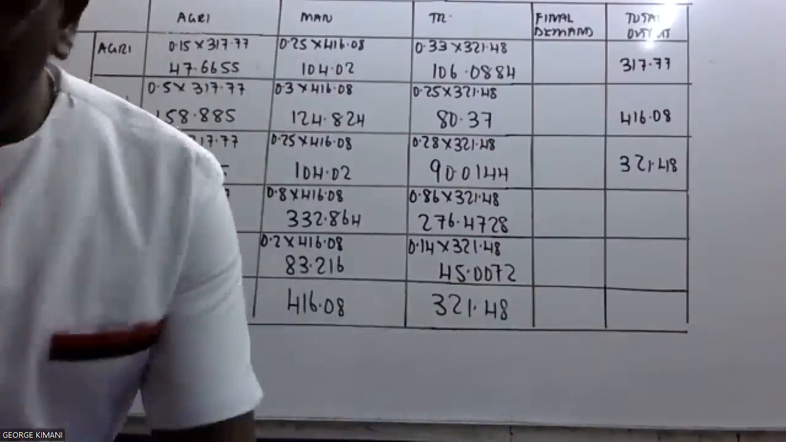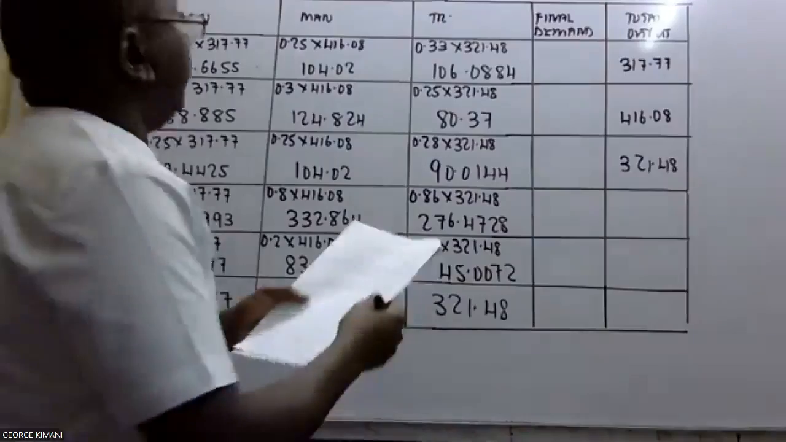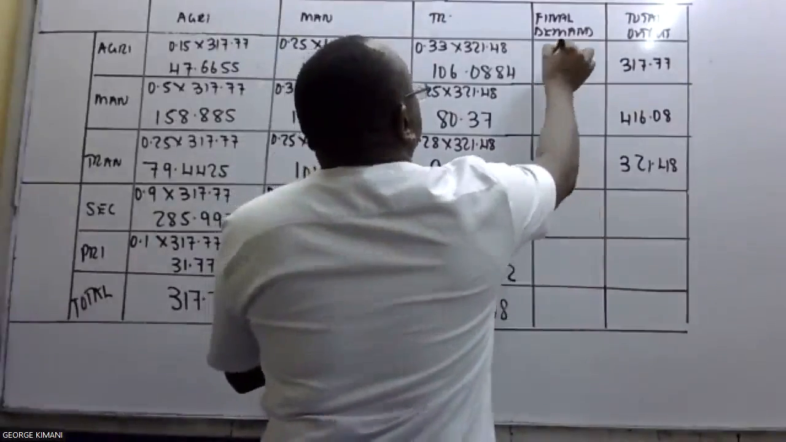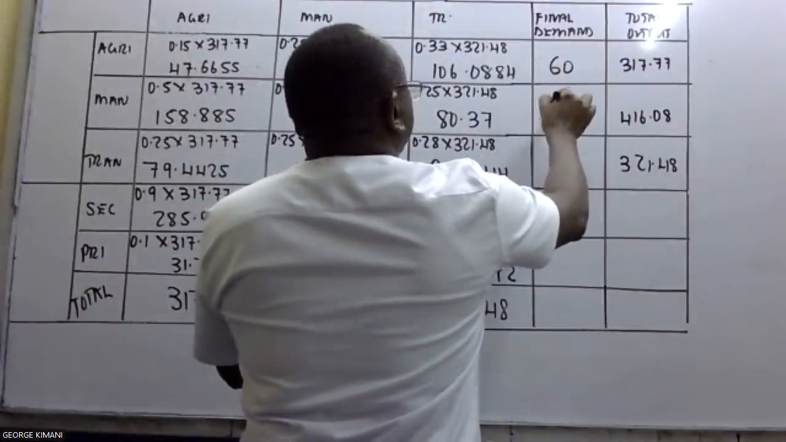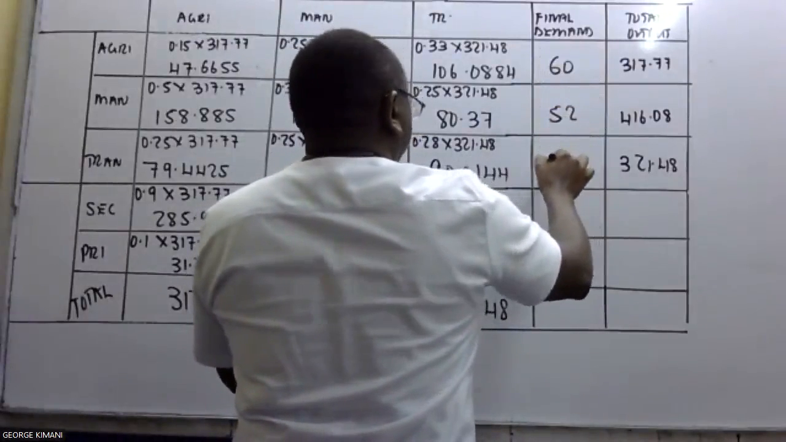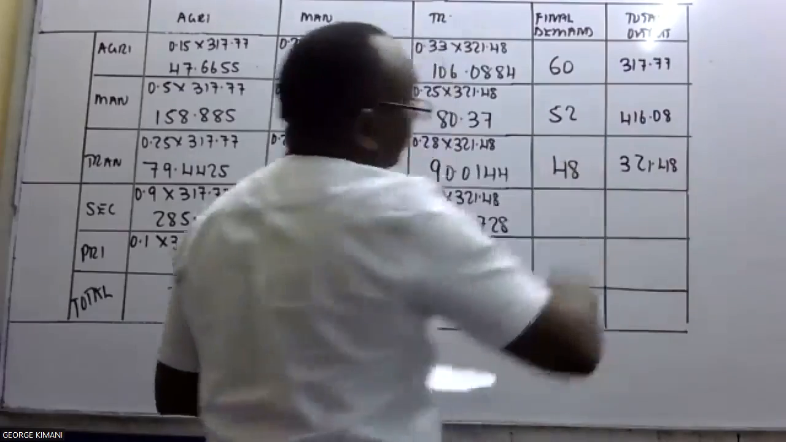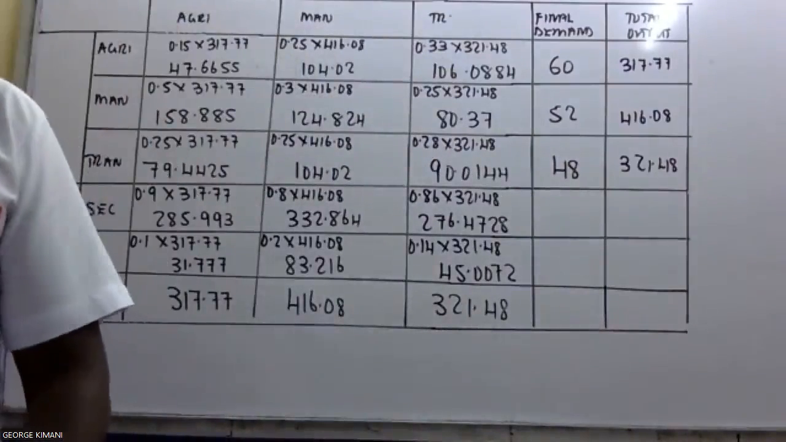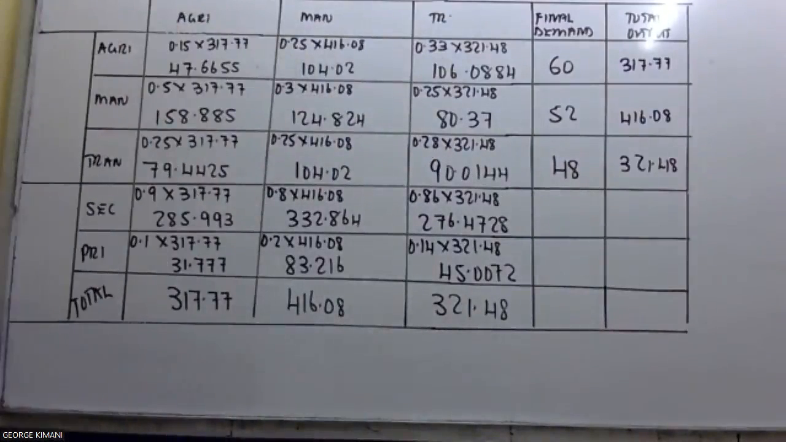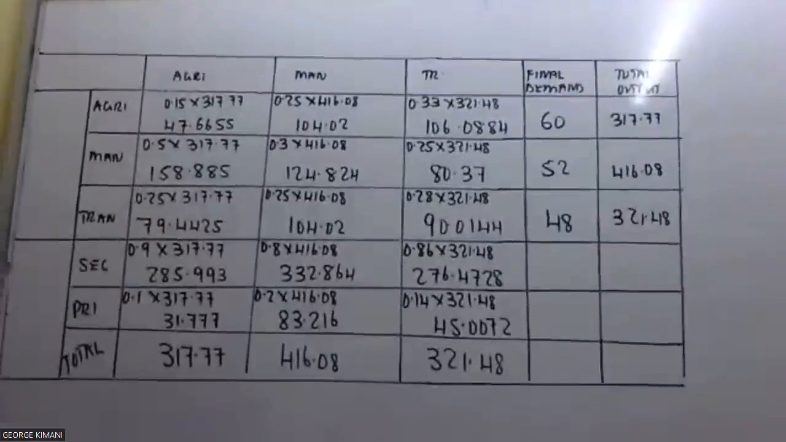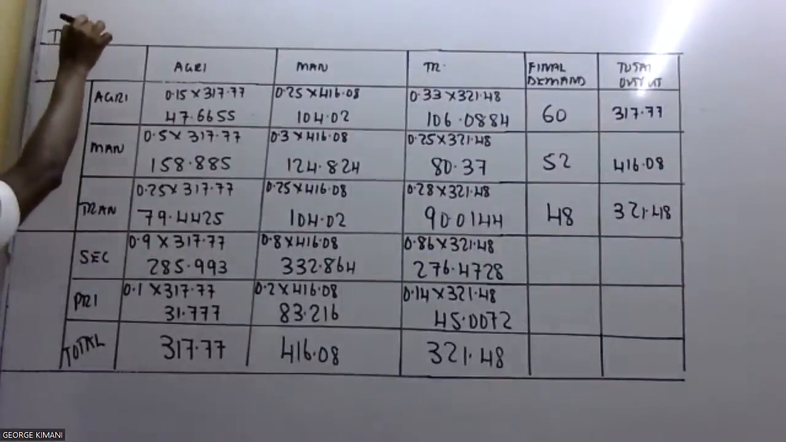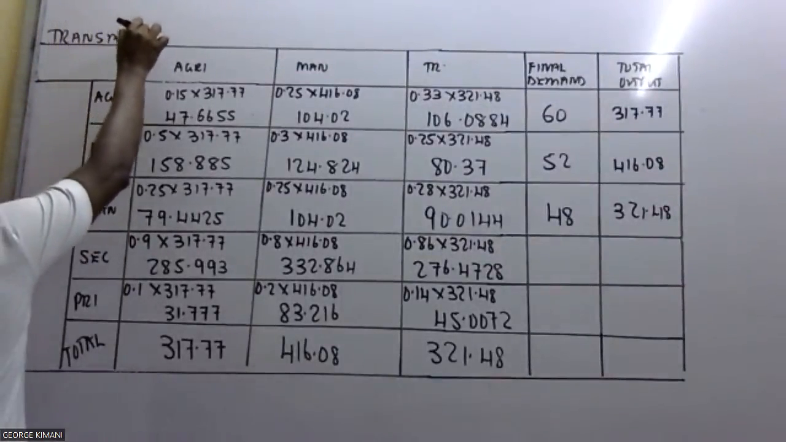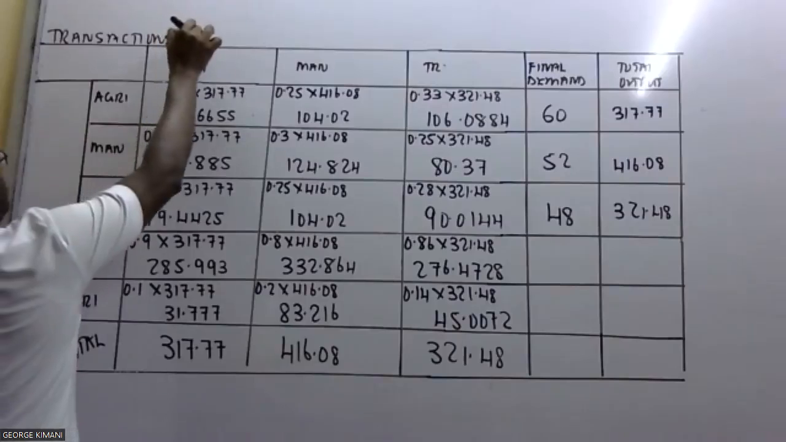Now, this final demand, we had 60, we had 52, and we had 48. Okay. Good. Now this is called the transactions table.